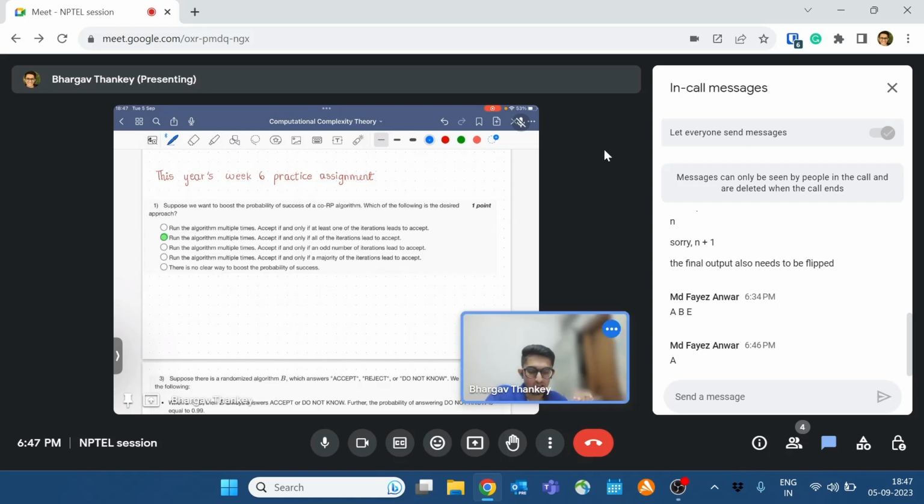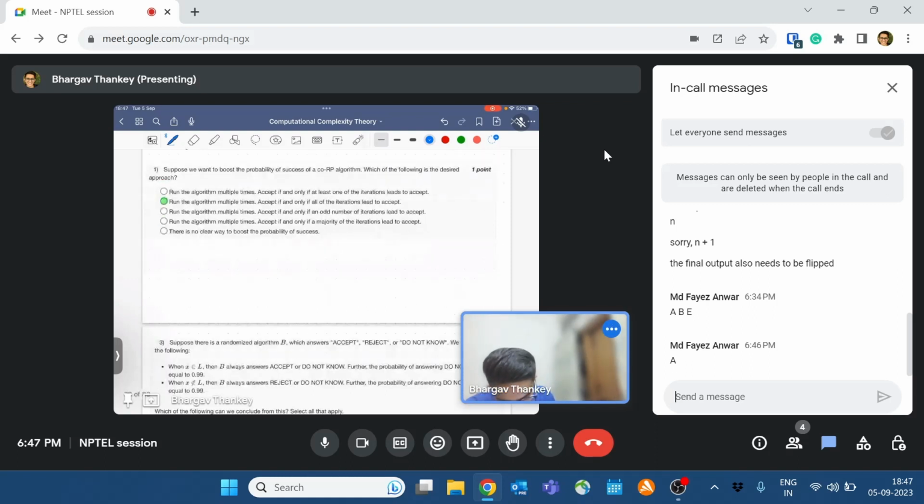Right. So we have a co-RP algorithm. When x is in the language, the co-RP algorithm always accepts. And when x is not in the language, the co-RP algorithm may sometimes accept, right? So whenever a co-RP algorithm rejects, it is always correct, right? So if we run the algorithm multiple times and it rejects even once, that immediately tells us that the string is not in the language, right? So we should reject if and only if at least one of the iterations leads to reject. That is the same as saying we should accept if and only if all the iterations lead to accept. Okay, so let me just write this.